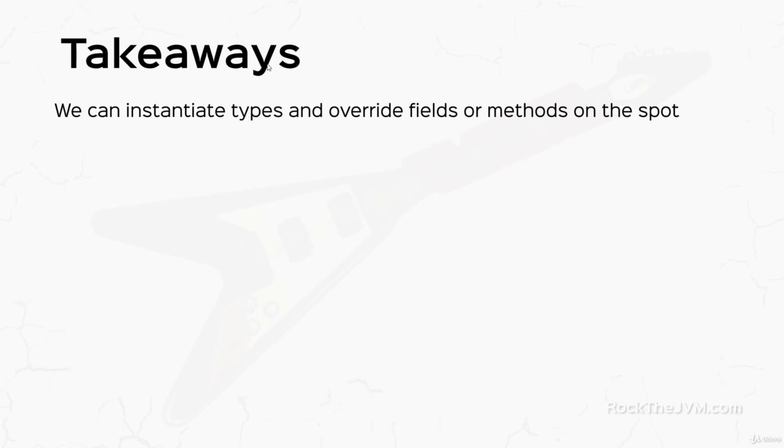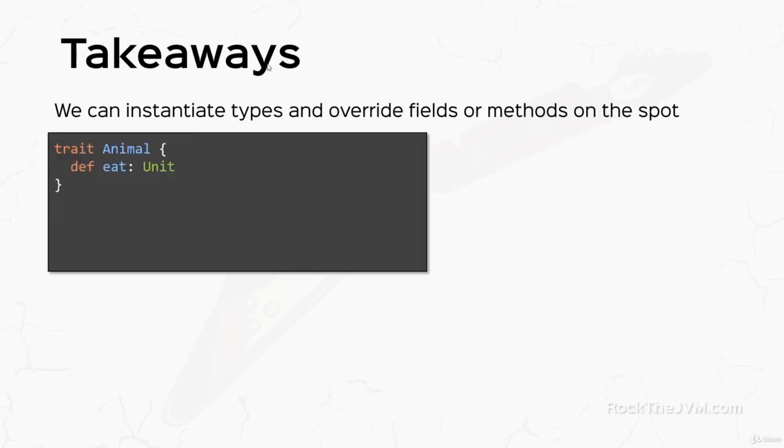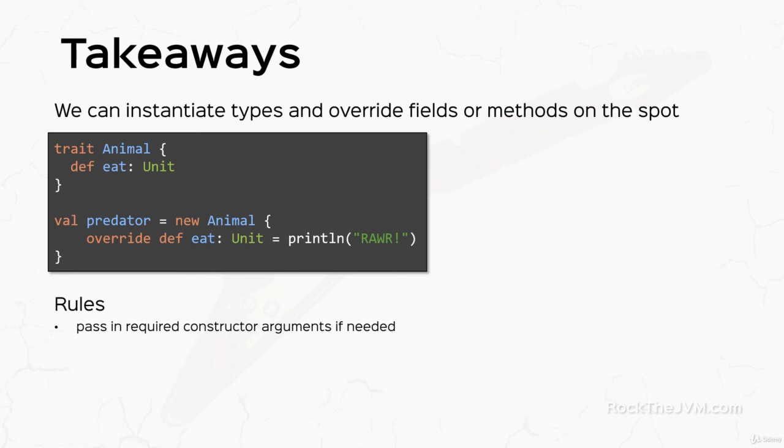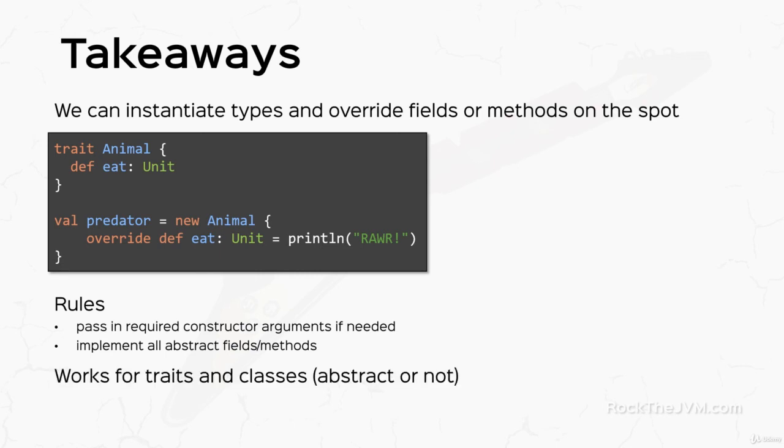Alright, so let's wrap this up. We learned that we can instantiate types and override methods or fields on the spot. So if, for example, I have a trait with an abstract method definition, I can actually instantiate that trait and provide a definition on the spot. There are only two things that you need to take into account. First of all, you need to pass in the required constructor arguments if you're extending a class and if you need to. The second is that if you are instantiating an anonymous class which descends from an abstract data type, like an abstract class or a trait, you need to implement all abstract methods or fields. Also, just to know, anonymous classes work for traits and classes, whether they're abstract or not.